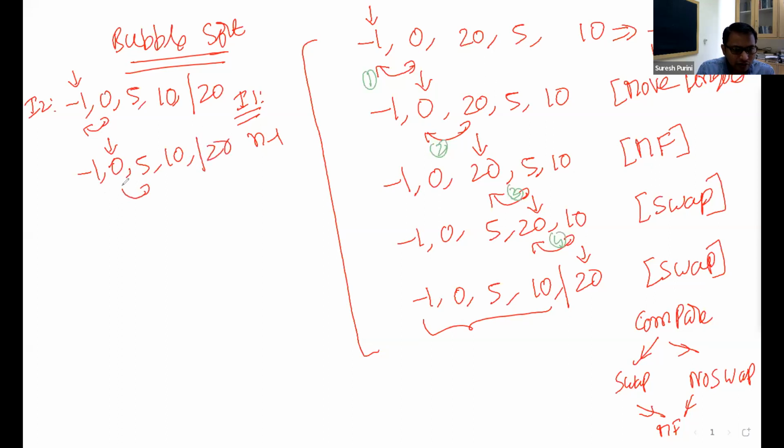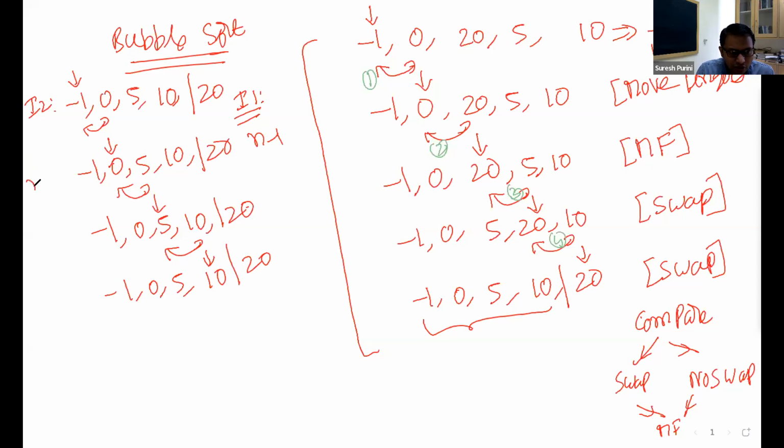We compare 0 with 5 and again we just move the finger because it's all good. Then we compare 5 with 10, and 5 and 10 are in order, so we just move the finger and we stop here. So now how many comparisons are there in this I2? In iteration 2, there are n minus 2 operations present. N minus 2, n minus 1, 3 comparisons.